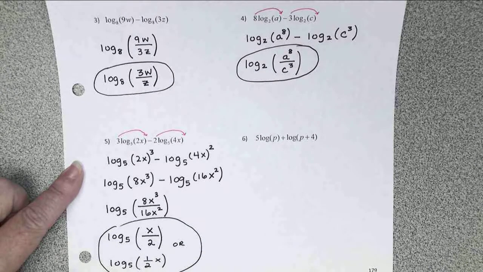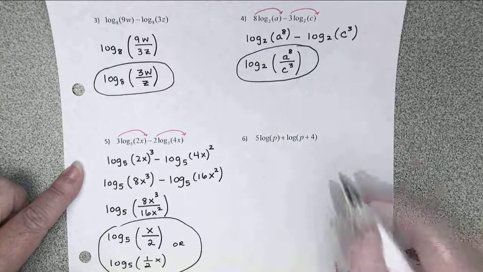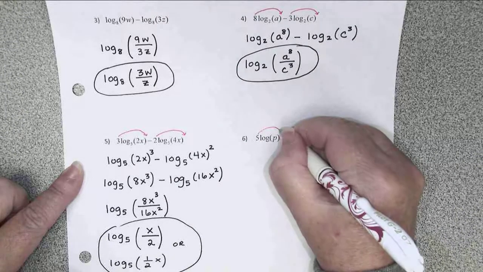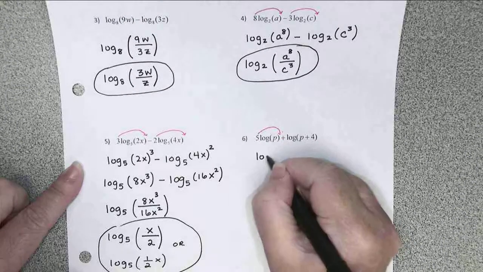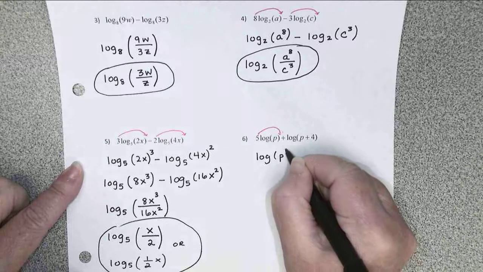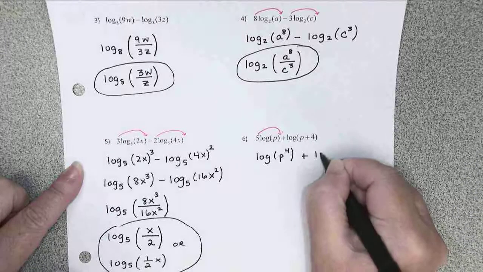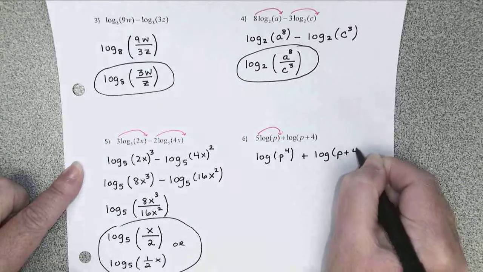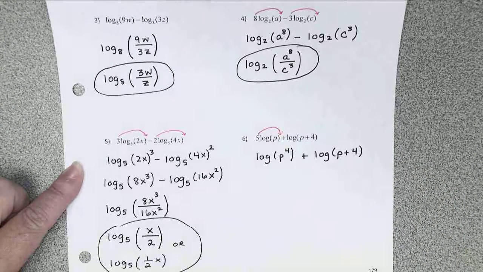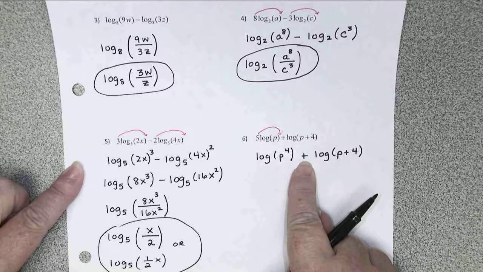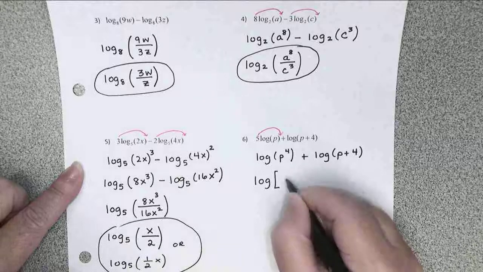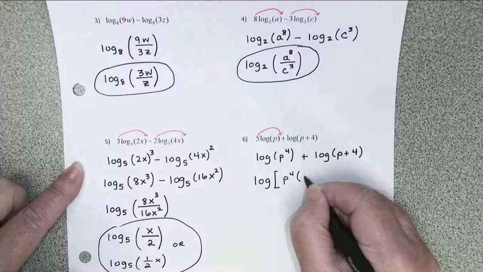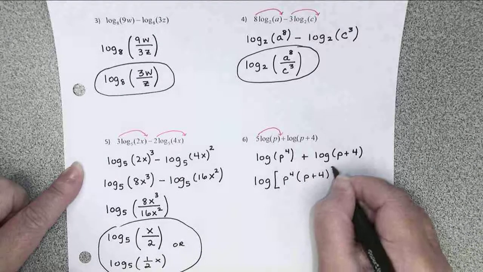All right, one more. In number 6, I do have one multiplier, the 5. I need to move that up and put it back in the exponent. So I have the log of p to the 5th plus the log of p plus 4. These are added, so when I bring them together, collect them, I'm going to have to use the product property. I'd have the log of p to the 4th multiplied by p plus 4.